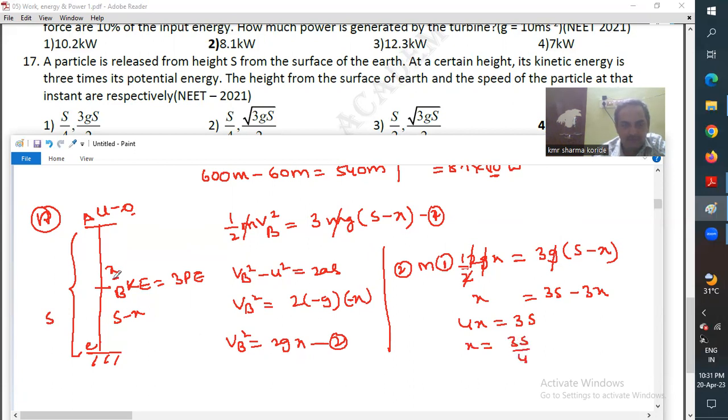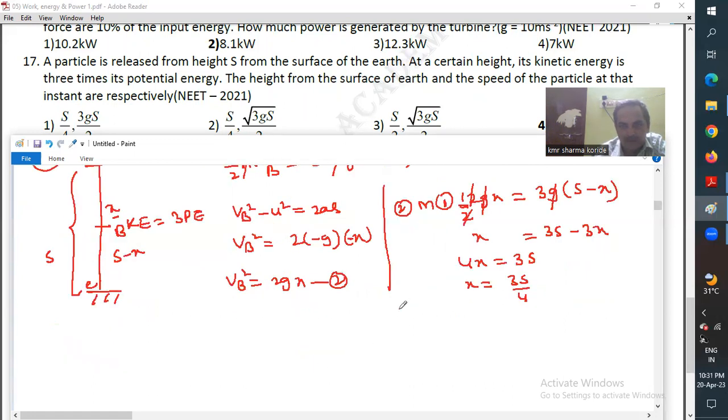But the question is not to find out x. You have to find out the position from the ground. So that is x dash is equal to s minus x. So s minus 3s by 4. Therefore 4s minus 3s, it is s by 4. So this is the position from the ground.